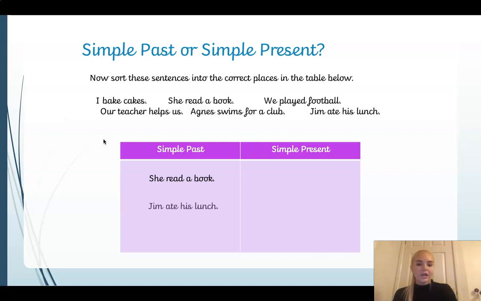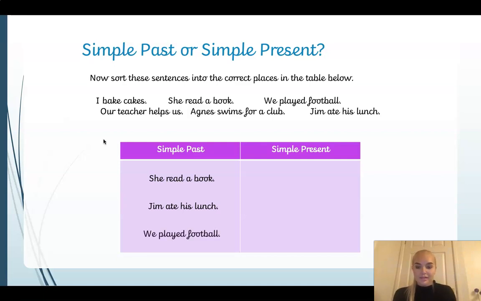Okay, let's have a look at another one then. Jim ate his lunch. My verb here is the word ate. That's my doing word. Ate his lunch. That's telling me he has already had it. So that is going to be past tense. If it was present tense, what would it be? Yes, Jim eats his lunch, or Jim is eating his lunch.